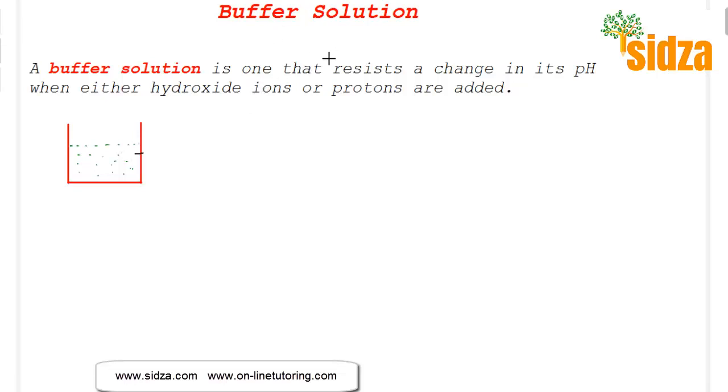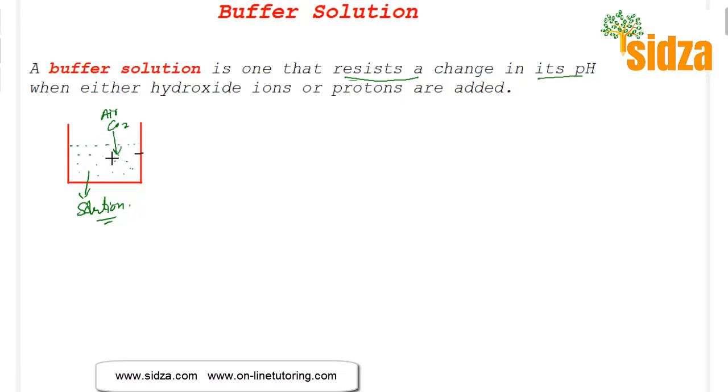A buffer solution is one that resists a change in its pH even when you add a small amount of an acid or a base to it. Sometimes when you prepare a solution, you may have to store it for some time, and during this preservation the solution may come in contact with the air, and that air contains carbon dioxide, and some reactions may take place which make it acidic.